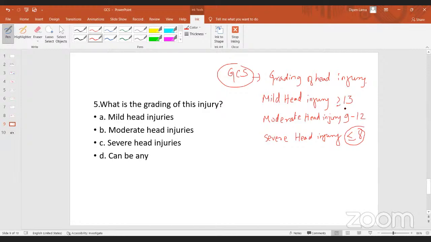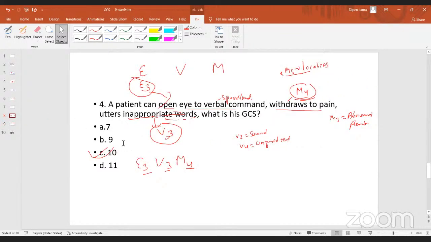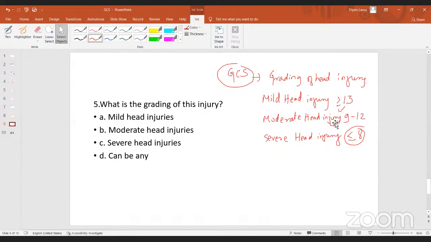So this is important. Greater than 13 is mild head injury, 9 to 12 is moderate head injury, and severe head injury is less than or equal to 8. So here in the question, how much GCS have we calculated? We have calculated GCS 10. So 10 falls in moderate head injury. So the correct answer is B. What is the grading? Moderate head injury. So GCS is important, and according to this we can solve the question. Today we have discussed the Glasgow Coma Score, and it is important in head injury patients.